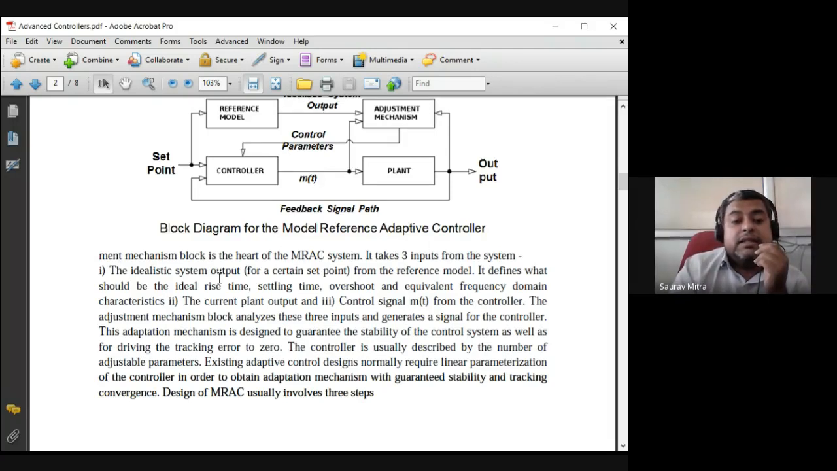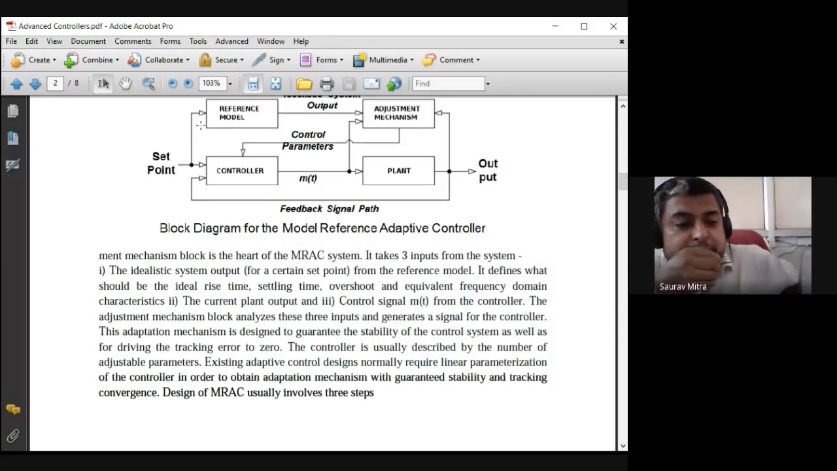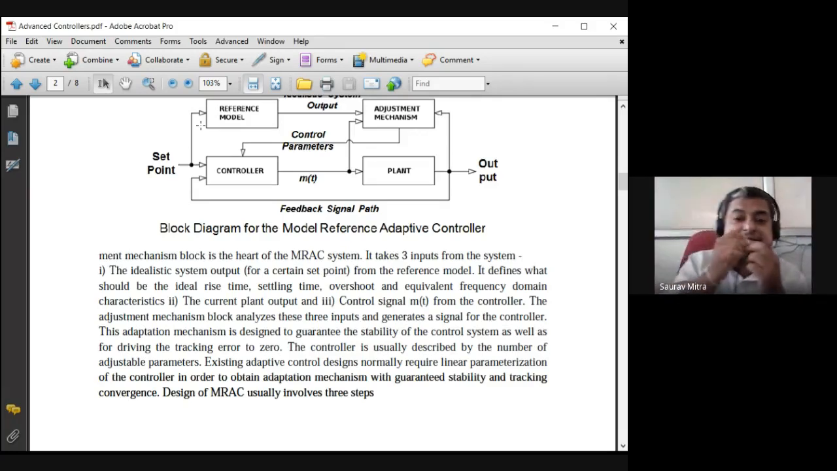So the current plant output is the second thing. The idealistic system output is the reference output. From the reference model, it defines what should be the ideal rise time, settling time, overshoot, equivalent frequency domain characteristic, etc. So the reference model output is kind of a standard. It is setting a standard for how the output of the plant should be. And second is the current plant output, which should be like whatever is coming from the reference model. And third is the difference between these two, depending on which the control signal is being generated.